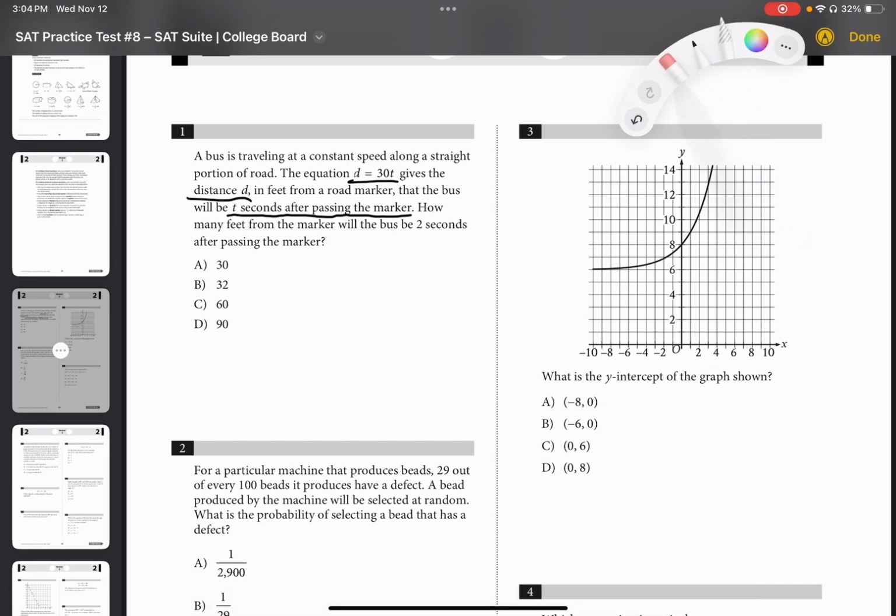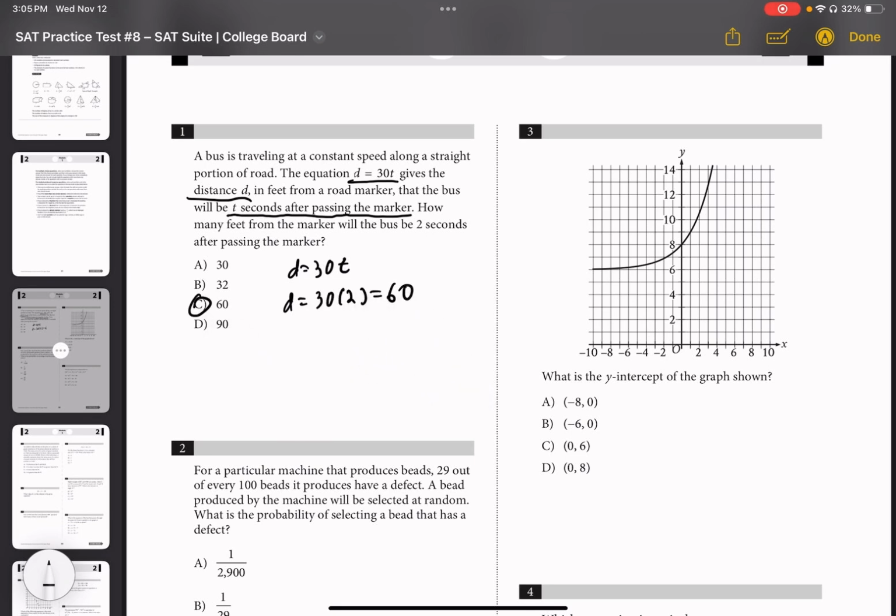Okay, it's a very simple question. You have d equals 30t, as shown above, and it's saying how many feet will be passed after 2 seconds, so that's going to be 60 feet.